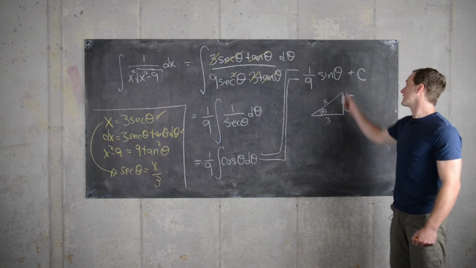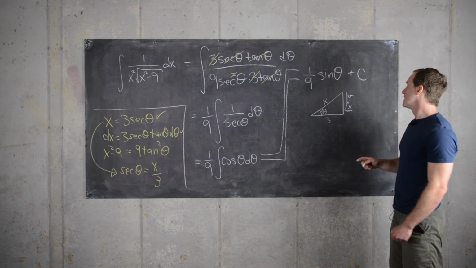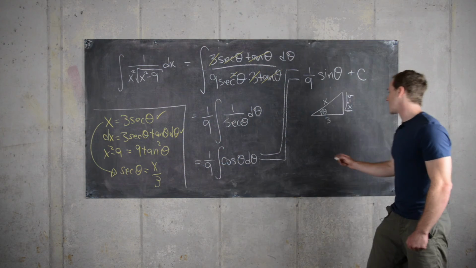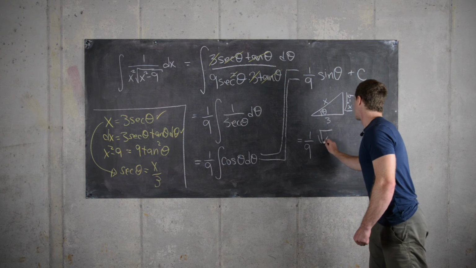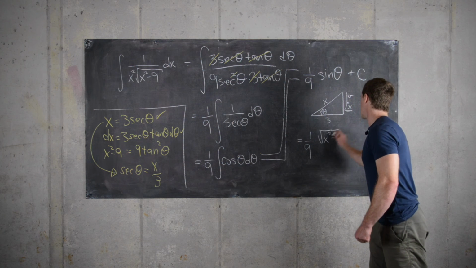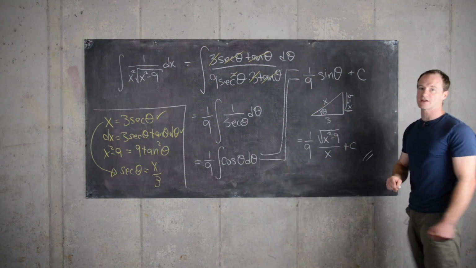And so now we can fill out what sine is. So from this triangle we can see that sine theta is opposite over hypotenuse. In other words, it's 1 over 9, the square root of x squared minus 9 over x plus a constant, and that's our final answer.